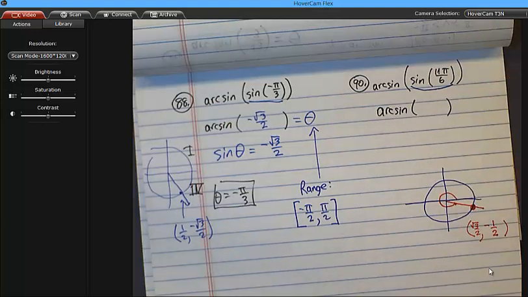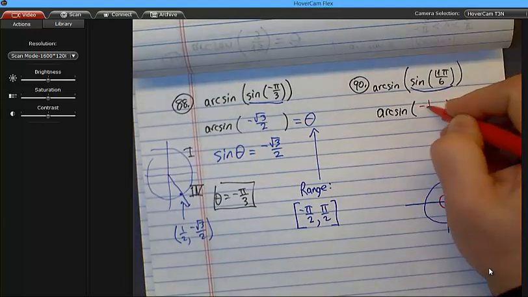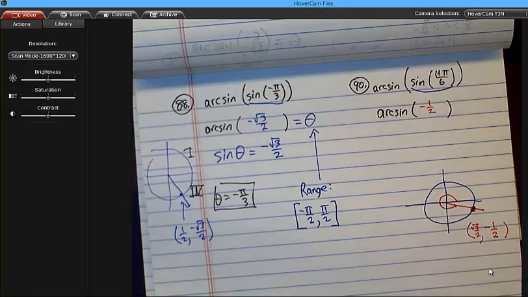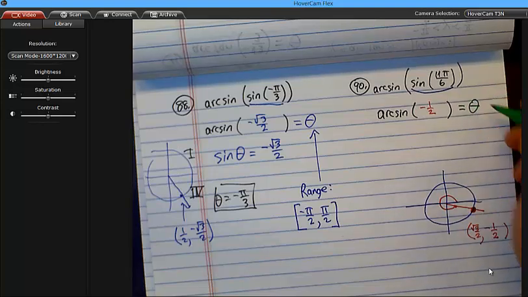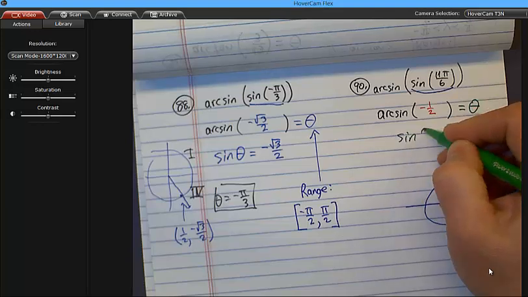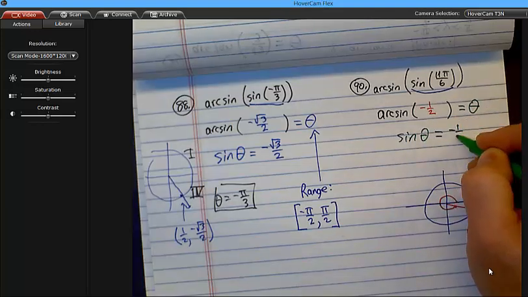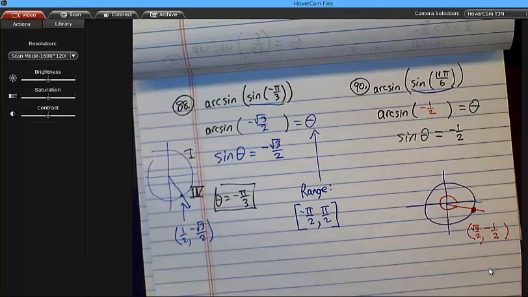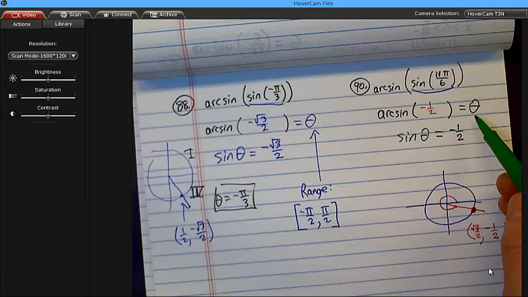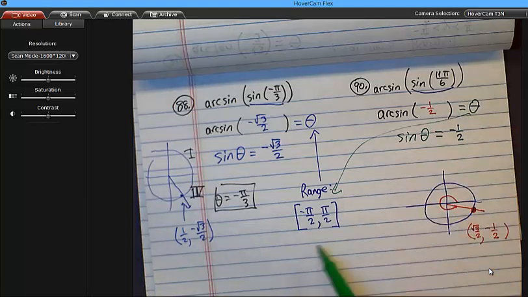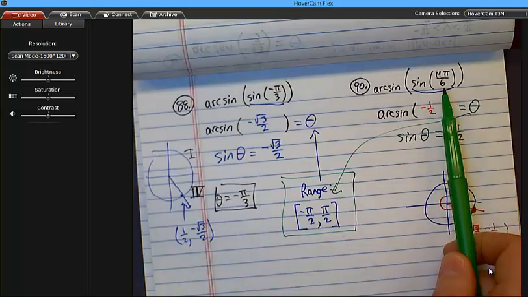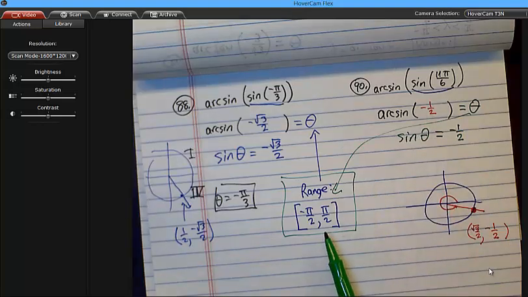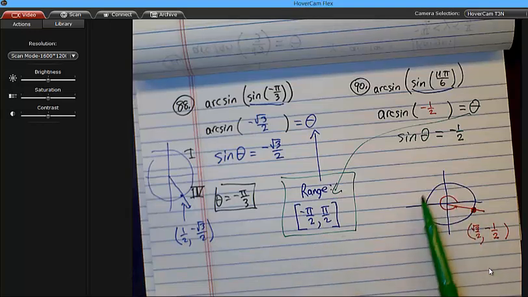of negative 1/2. Now, next step. Set that equal to what? Theta. And I will rewrite: the sine of theta is negative 1/2, and I'm trying to figure out theta. But remember, the range of the arcsine function is this. Hey, could the answer be 11 pi over 6? Can't be. How come? It's not in the range. It is in quadrant 4, but we're not going to do that as the inverse sine.